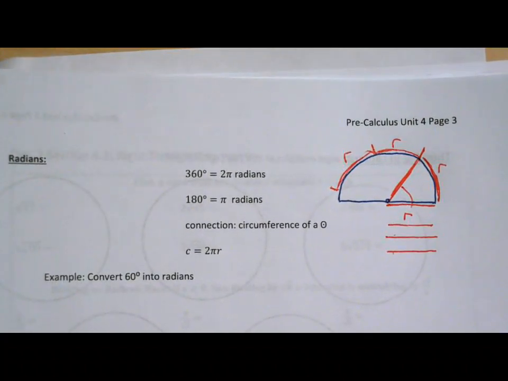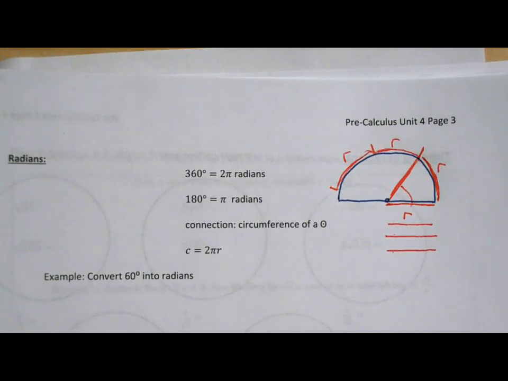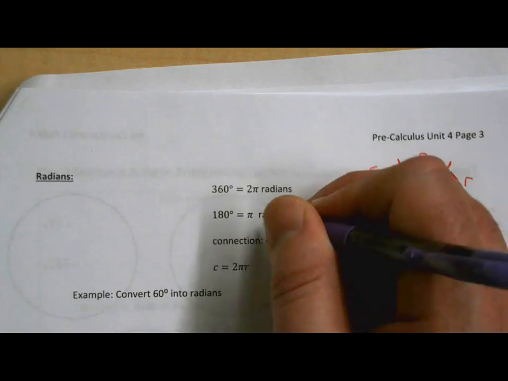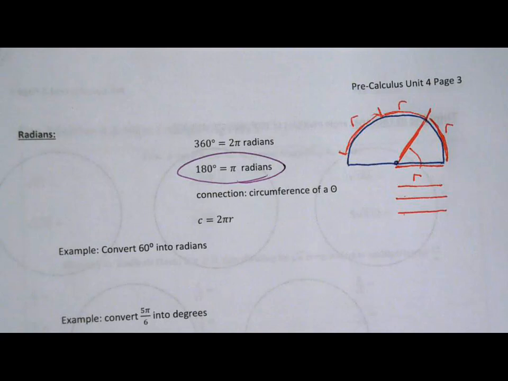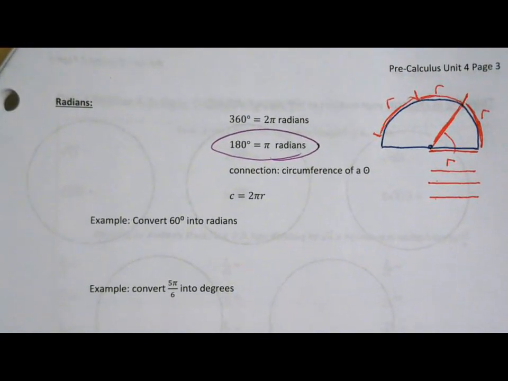So 1 radian is a thing. Now, oftentimes we're going to express radians in terms of pi, but we can talk about like 1.5 radians. 1.5 radians is about a 90-degree angle, a little bit less. All right, so what I need you to know is that 360 degrees is 2 pi radians, and then this is kind of the key thing for today. 180 degrees is pi radians, and it connects to the circumference of a circle.